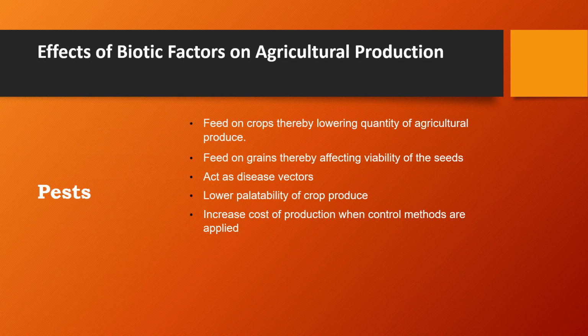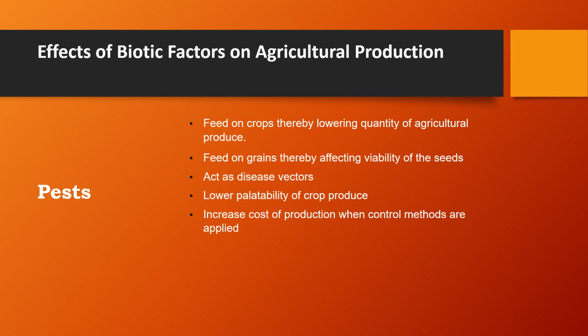We'll also look at the biotic factors on agricultural production. We have the effects of the biotic factors on agricultural production. They feed on the crop, thereby lowering the quality of agricultural produce. That point is self-explanatory. They feed on grains, thereby affecting the viability of the seeds. The viability of the seeds will be lowered when the pest feeds on the grains.